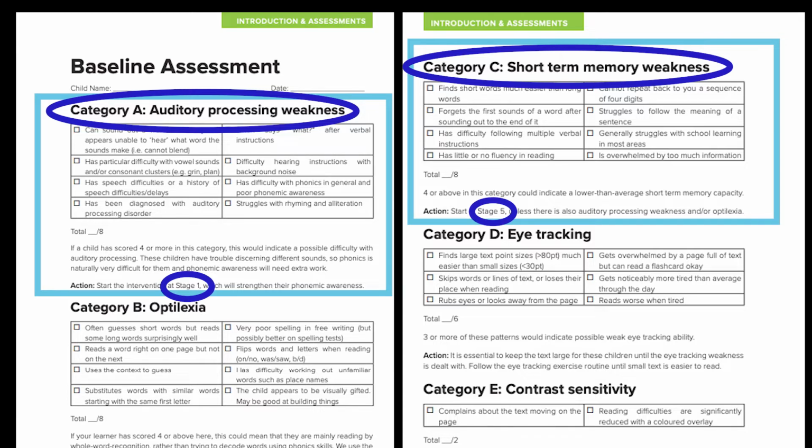Well, it's very likely and very common for children to have more than one cause of their reading difficulty, but the key rule to follow is to always start on the lowest stage indicated by their baseline assessment. So for Bob, who's scoring highly on category C and category A, we'd need to start on stage 1 and work through the intervention in order.